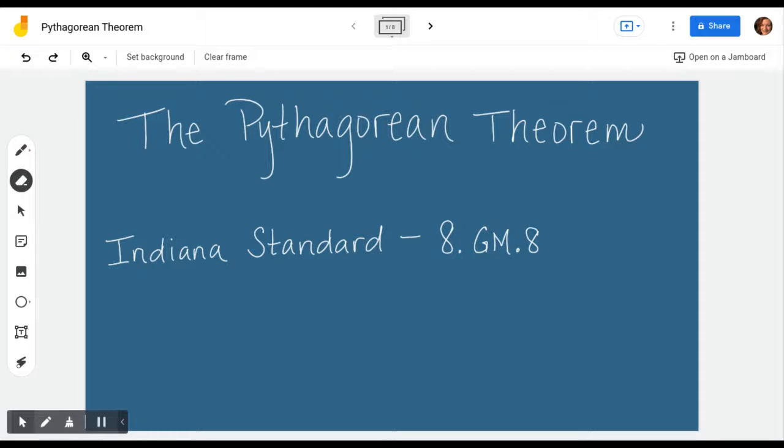Hi, everybody. We are learning about the Pythagorean Theorem today. This is one of my very favorite lessons to do. This is an 8th grade standard, so I use this with my advanced 7th grade class.